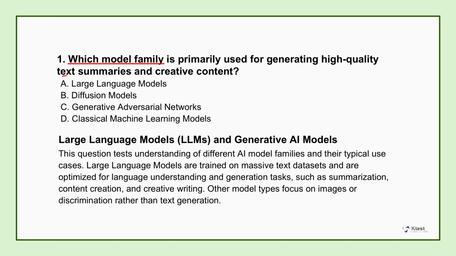It would be. And GANs, option C, they used to be the kings of image generation. They have 2 networks that compete with each other. Still used for things like deepfakes, but not for writing a summary. And classical ML. That's your fraud detection, your regression analysis. It loves spreadsheets. It can tell you if a transaction is fraud, but it cannot write a paragraph explaining why. For any task involving language, summarizing, translating, it's an LLM job.